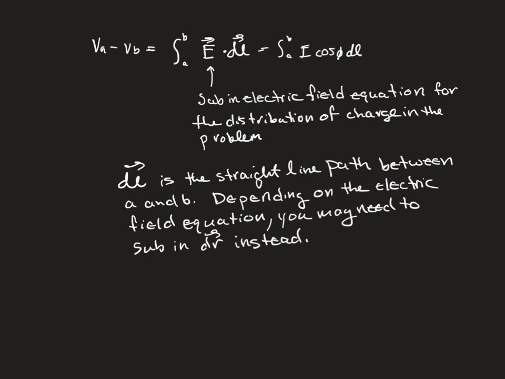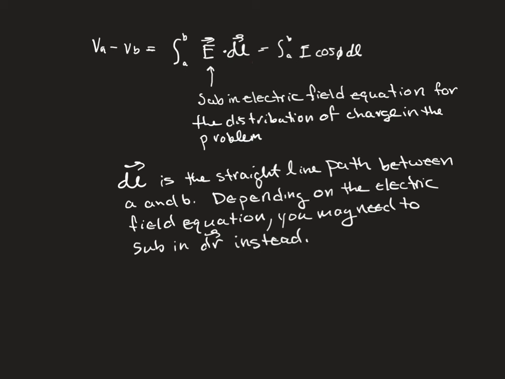Alright, so what if we have something that isn't a point charge? What if we have some other distribution of charge? So we have this other form of the equation that allows us to calculate the potential difference. So we're going to take our electric field strength and dot it with dl, but we have to remember we're also integrating that electric field in terms of L. And so in order to use this equation, we first have to sub in the electric field equation for the distribution of charge in the particular problem.